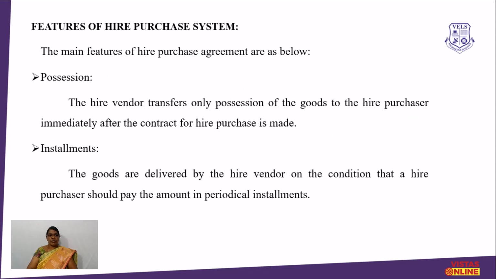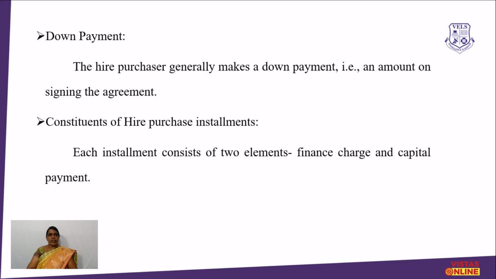Next, we can see the features of the hire purchase system. The main features of a hire purchase agreement: the first one is possession. The hire vendor transfers only possession of the goods to the hire purchaser immediately after the contract for hire purchase is made. The second one is installment. The goods are delivered by the hire vendor on the condition that the hire purchaser should pay the amount in periodical installments. The third one is down payment. The hire purchaser generally makes a down payment, that is the amount paid on signing the agreement.